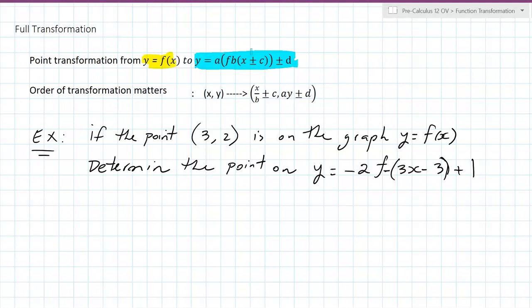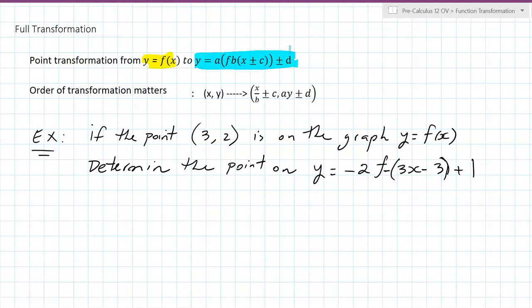Now based on what we talked about, we can just do the point transformation here. x, y goes through the transformation based on what we see up here. So x divided by b, because b was the expansion compression factor for the horizontal, then c was the horizontal shift, and then a was the vertical expansion and compression factor that affects only y, and then whatever the movement for the vertical shift is. All right, let's look at an example.